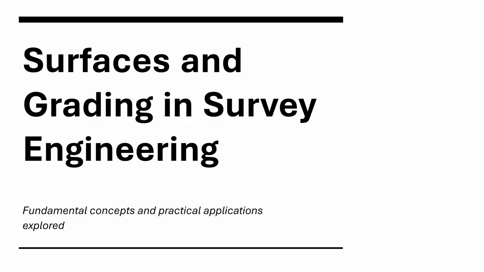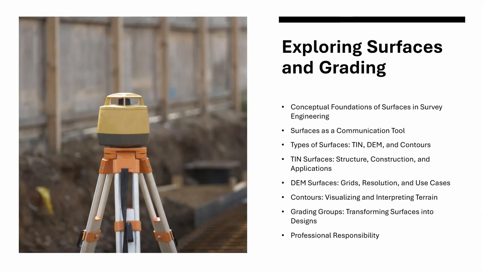Today, we pivot again, but this time into one of the deepest conceptual topics in surveying and civil engineering: surfaces and grading. When you hear the word surface, you probably think of something tactile, like the surface of a desk, the surface of a road, or the surface tension of a pond. But in engineering and surveying, a surface is not just what you can touch. It's a mathematical abstraction. It's a model of the Earth's surface, its skin, a representation of terrain that lets us analyze slopes, drainage, and elevation differences in ways that simple field notes never could.